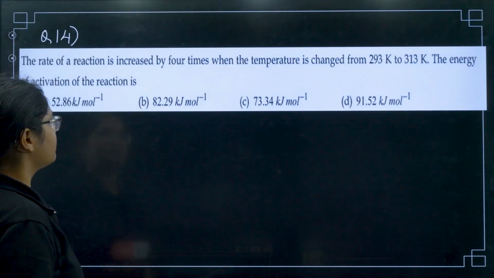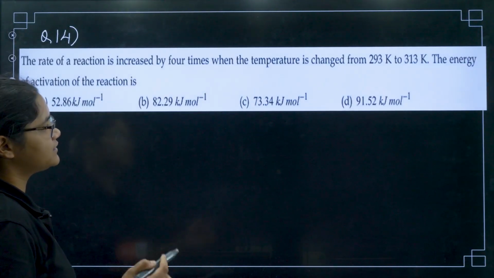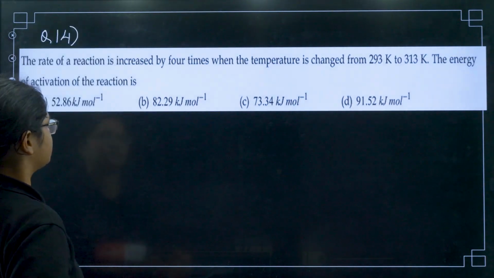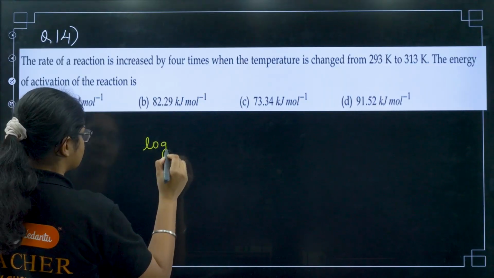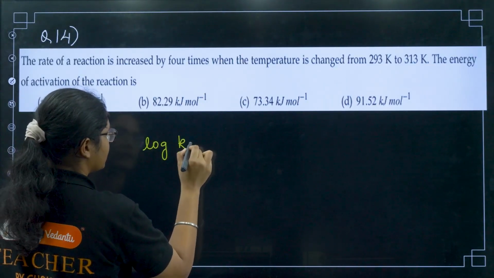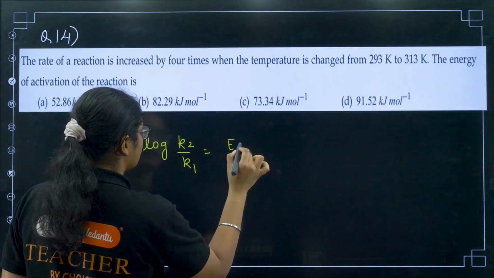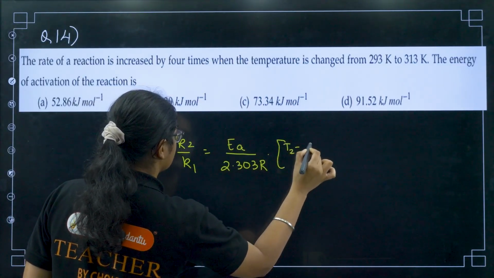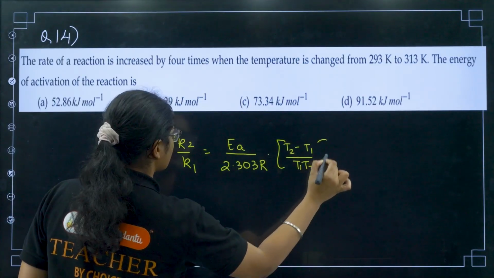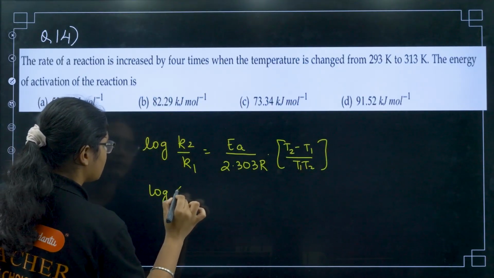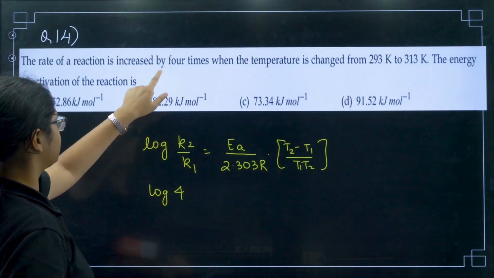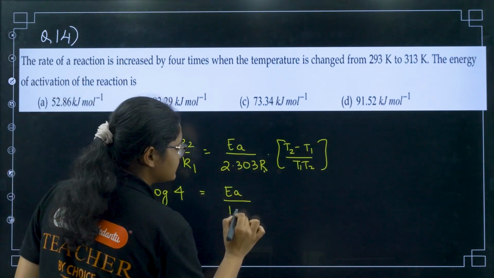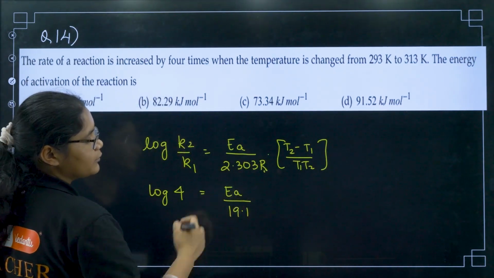Next, the rate of a reaction is increased by 4 times when the temperature is changed from 293 to 313 Kelvin. What is the energy of activation of the reaction? So we have the Arrhenius equation, log K2 by K1 is equal to EA by 2.303 R into T2 minus T1 by T1 into T2. Now log K2 by K1 will be log 4, because it is increasing by 4 times. EA value I have to calculate. 2.303 into R is 19.1. Please remember this value, it will help you in calculation.